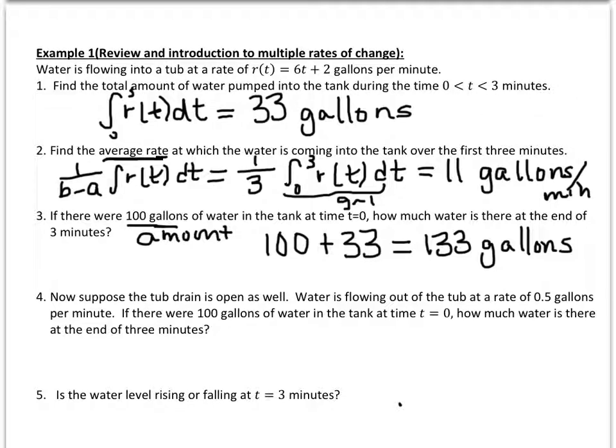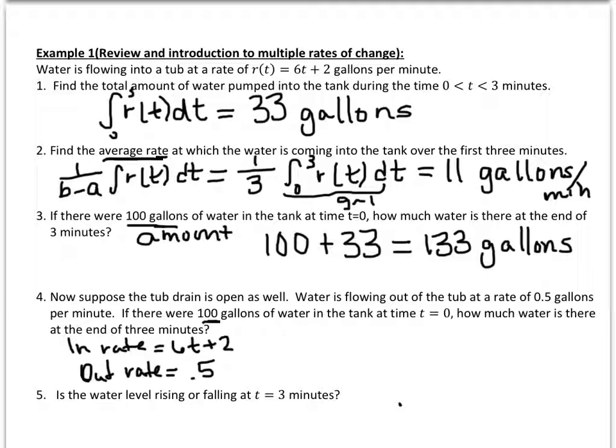So now I have to figure out, this didn't change. The amount I had to start with didn't change. But my rate of change is being affected two ways. I have water coming in at a particular rate of 6t plus 2, and I have water going out at a particular rate, and that rate is 0.5 gallons per minute. It's just the constant, so it's going out at a constant rate.